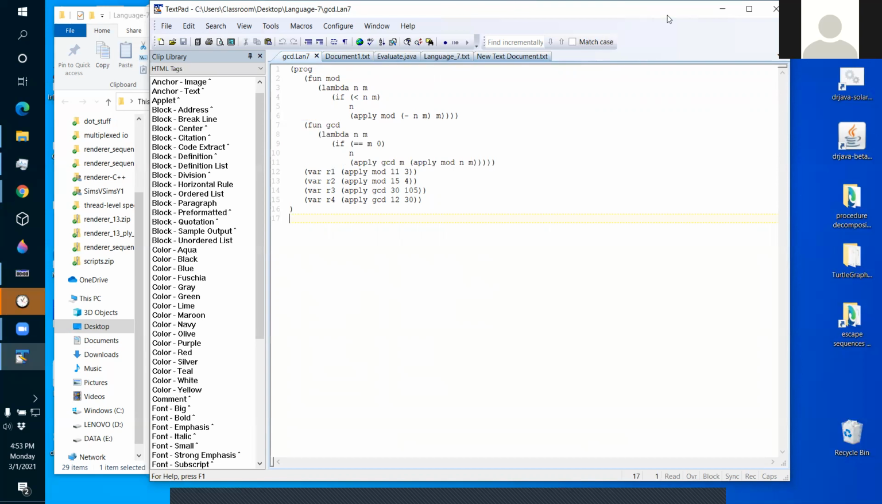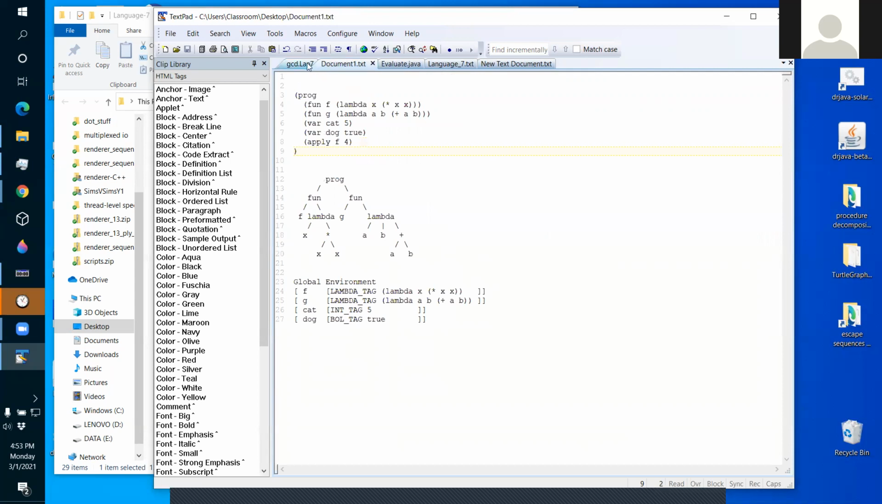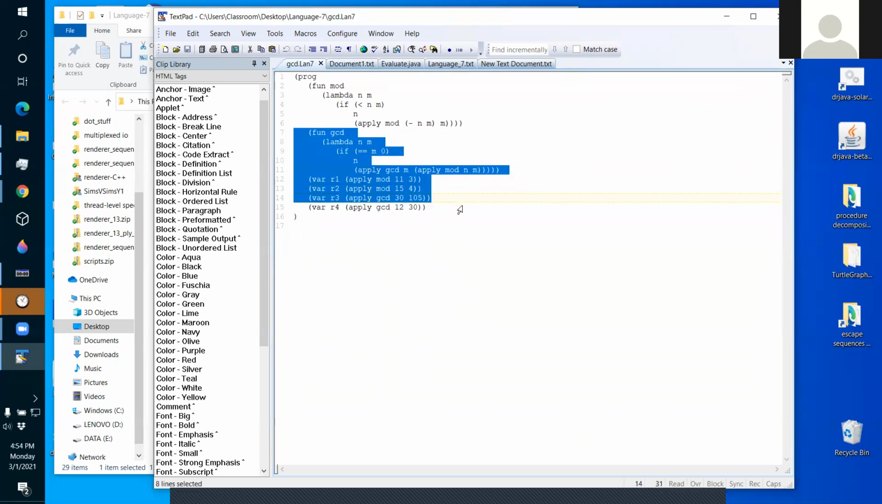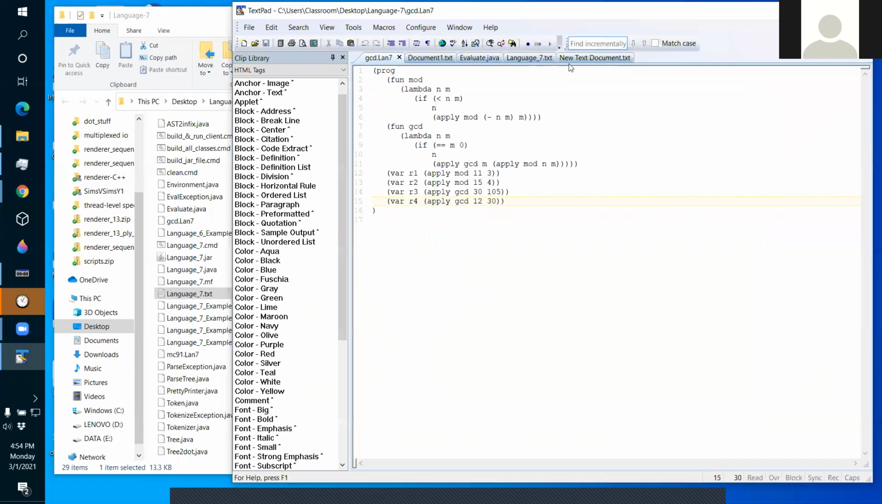After we look at how to do apply, we'll look at some of these examples of what language 7 can do, what kind of programming language it really is, and then we'll start language 8, which is a functional programming language. That's the real goal, to get a real functional programming language. So we'll quit there and we'll meet again on Wednesday and do apply.